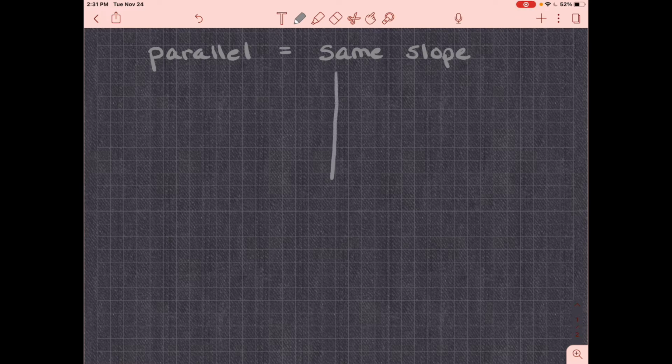If two lines are parallel, they look like railroad tracks. If two lines are parallel, they will have the same slope. Exactly. It will cause them to never, ever, ever cross. So let's see if I can sketch that for you very briefly here.